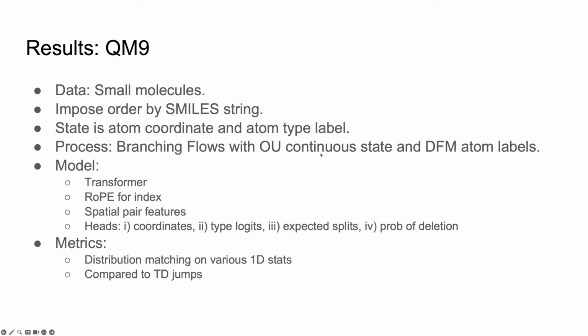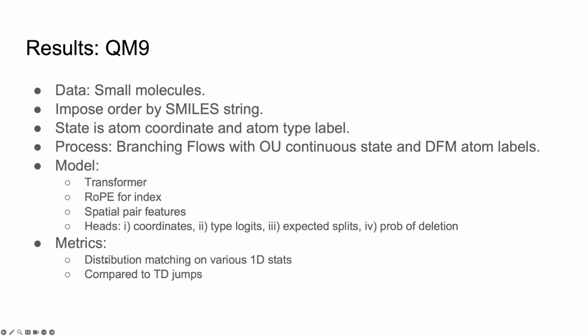And so we have our OU continuous process and our discrete flow matching for atom labels, and we train a little transformer. And now it's the heads on this transformer. It's outputting the coordinates for the atom positions, the logits for the atom labels, the expected splits ahead, and the probability of deletions, right?